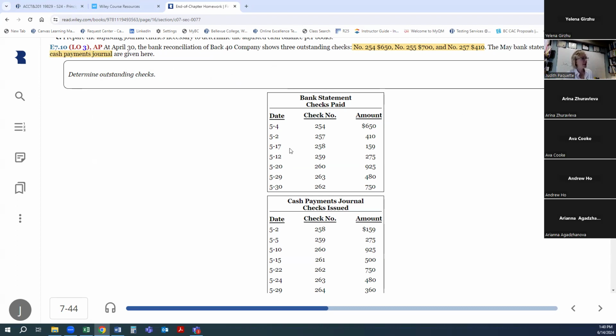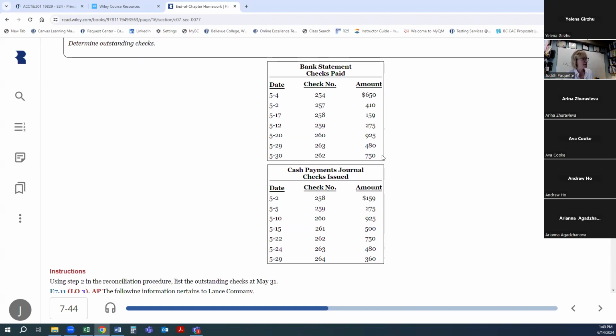So the bank is saying, this is what cleared the bank this month. And down here, the company is saying, these are the checks we wrote in the month of May. And you can see the dates there, May 2nd, May 5th, and so on, 258. And they're all sequential, right? That's how you issue checks. And that's part of that documentation internal control, okay?